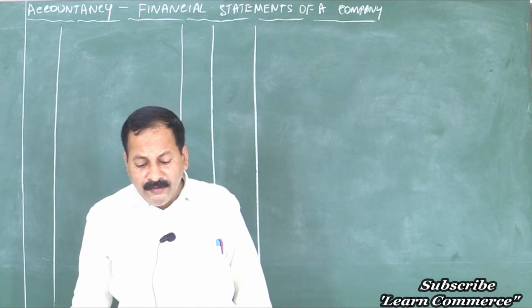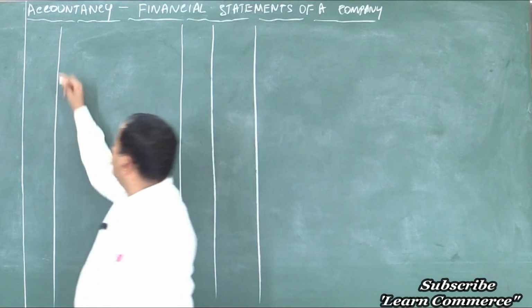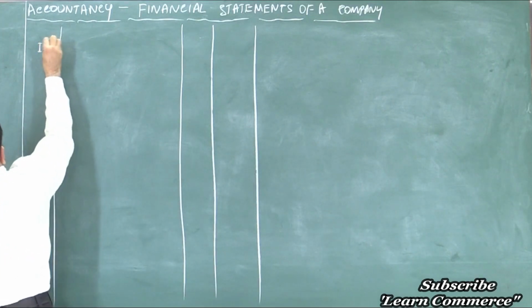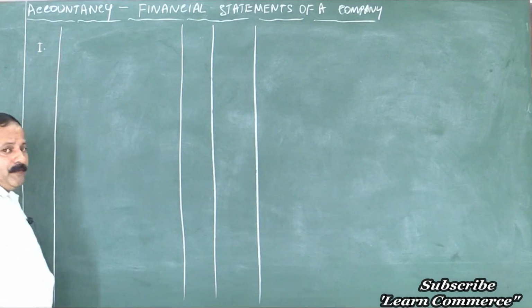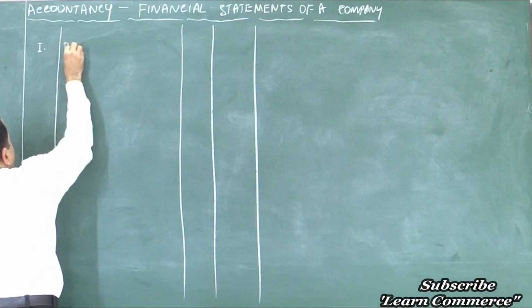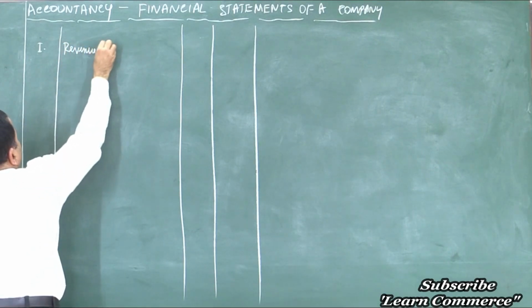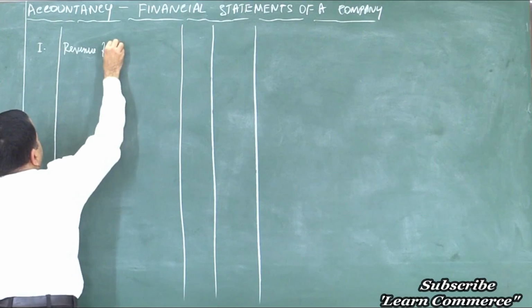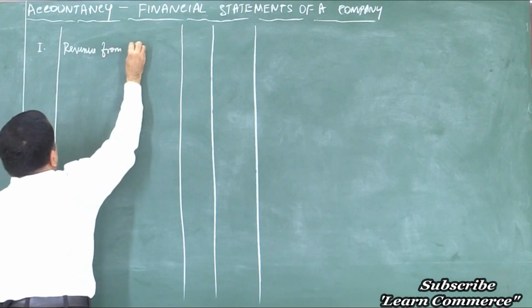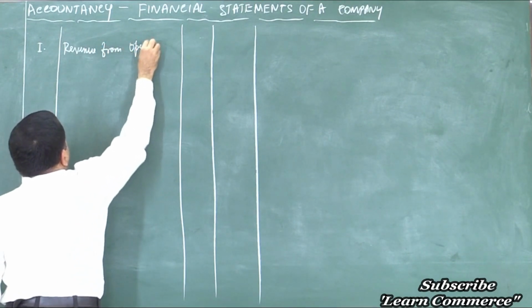So here, revenue from operations. The first item is revenue from operations. What do you mean by revenue from operations? That is nothing but sales, friends. Revenue from operations means it is sales.